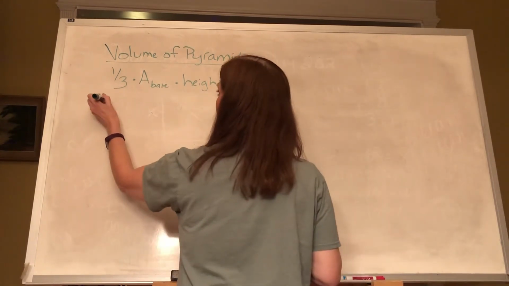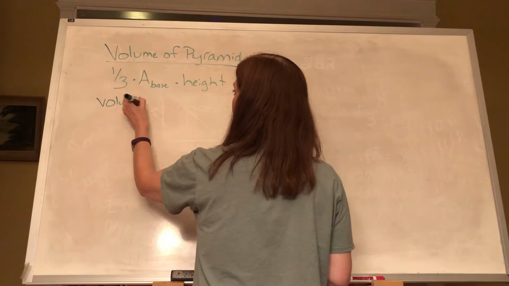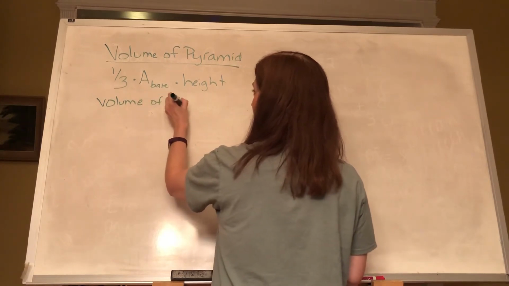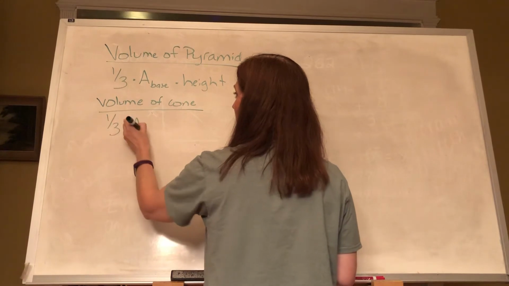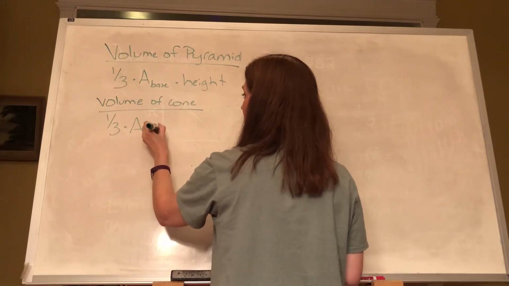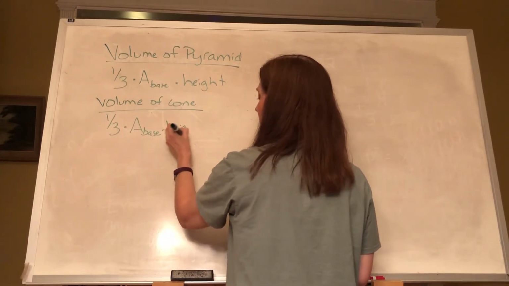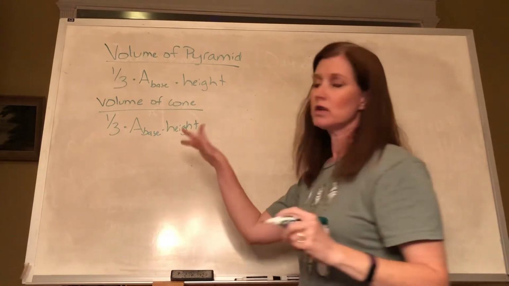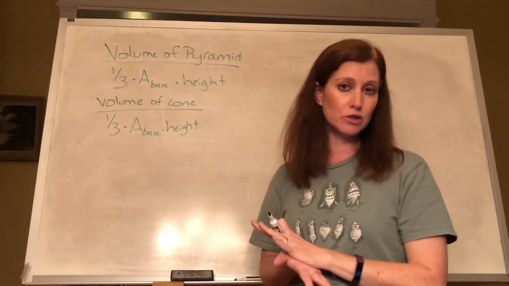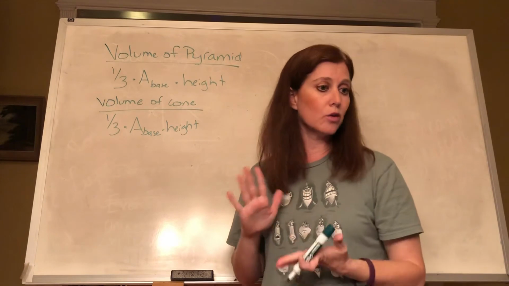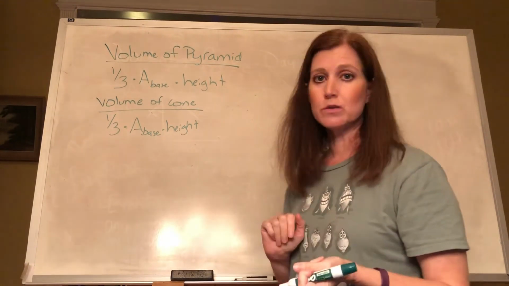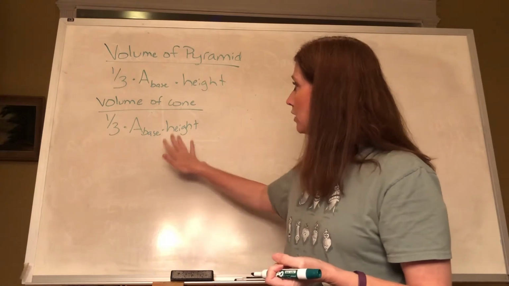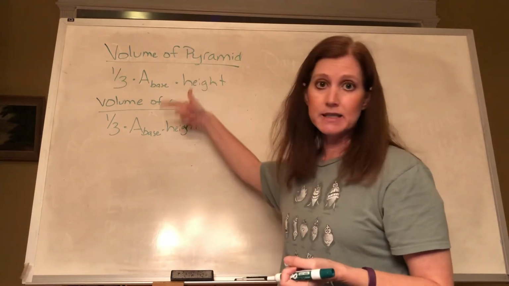Volume of a cone is the same thing. It's 1/3 area of the base times the height. Okay, just we know with a cone, the base is always going to be circular. All right, so like I've said before, y'all can use pi. You don't have to multiply the 3.14. So the equations are the exact same.